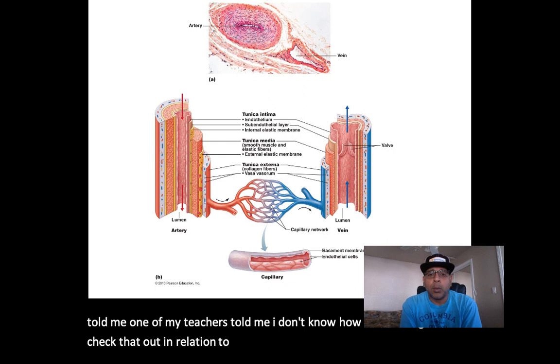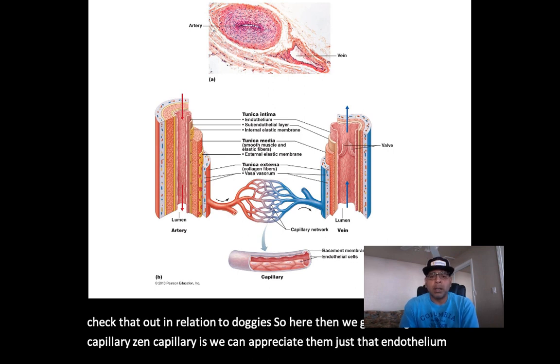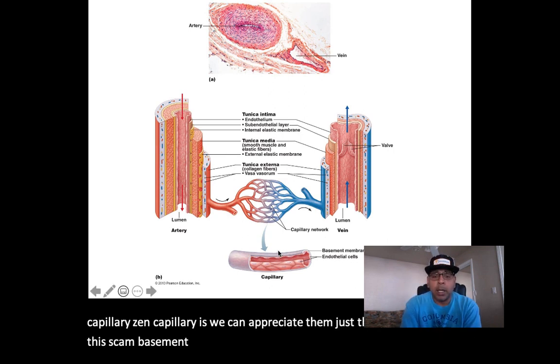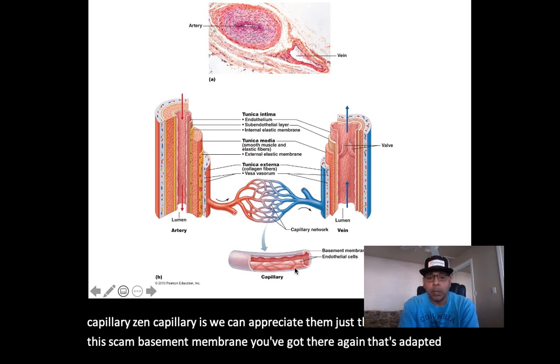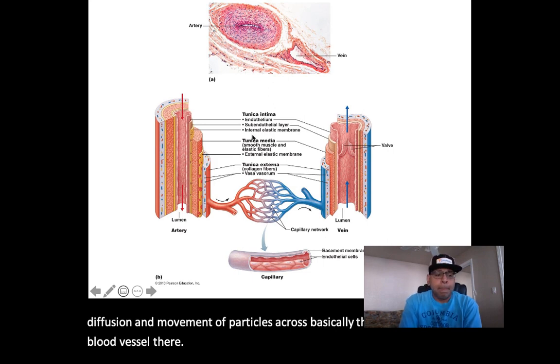So here then, when we go through, we talk capillaries. With capillaries, we can appreciate just that endothelium with this scant basement membrane you've got there. Again, that's adapted for diffusion and movement of particles across basically the walls of that blood vessel there. All right, let's move through then.